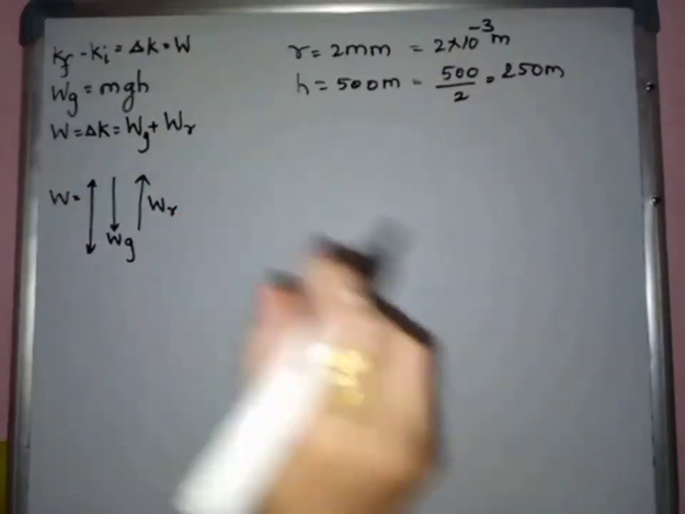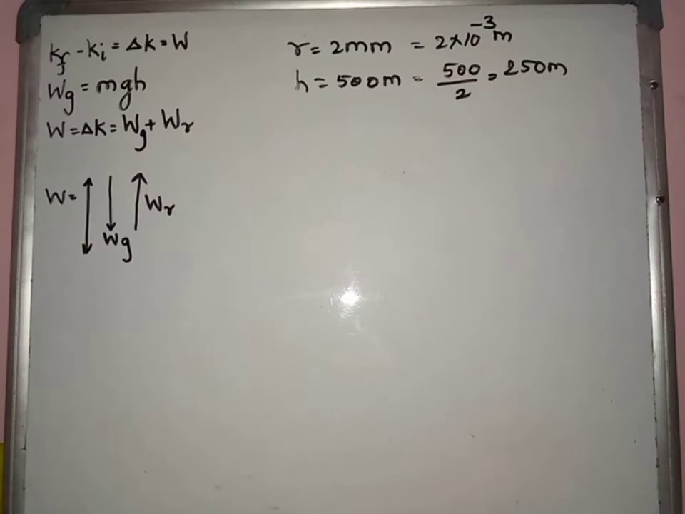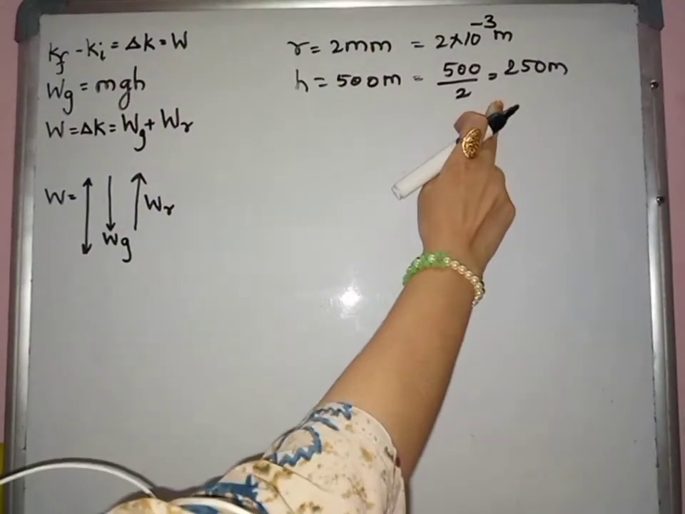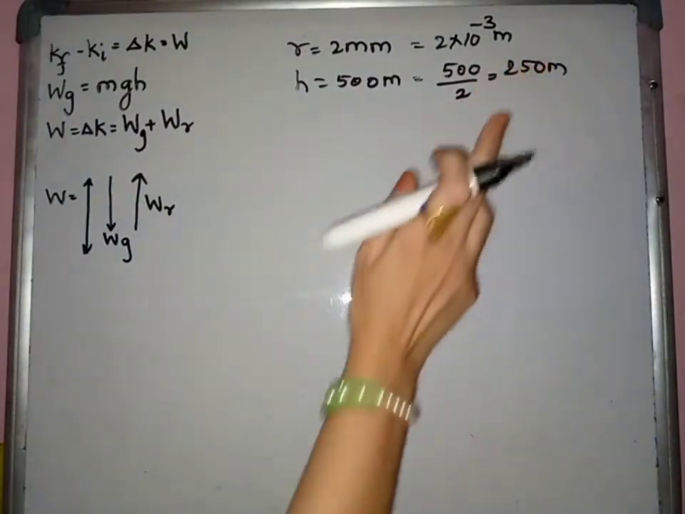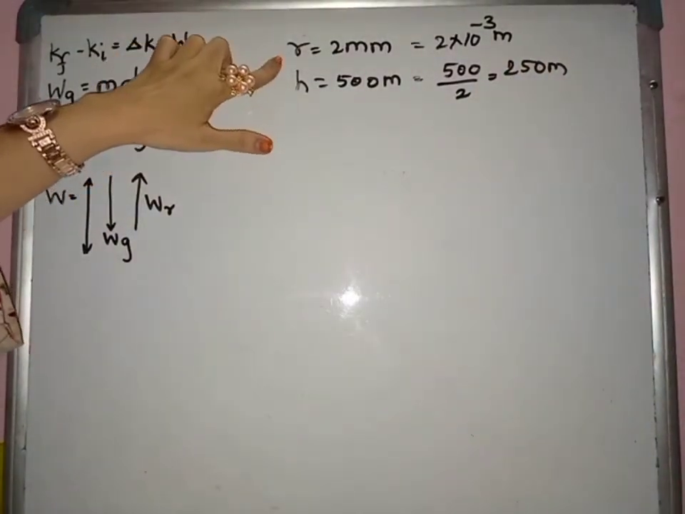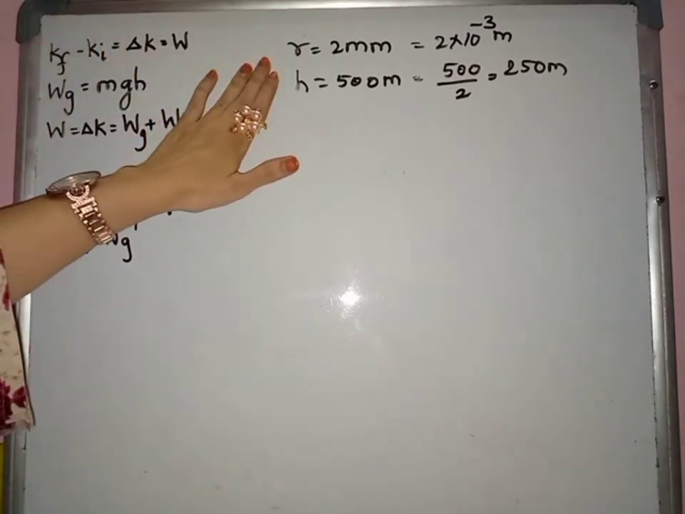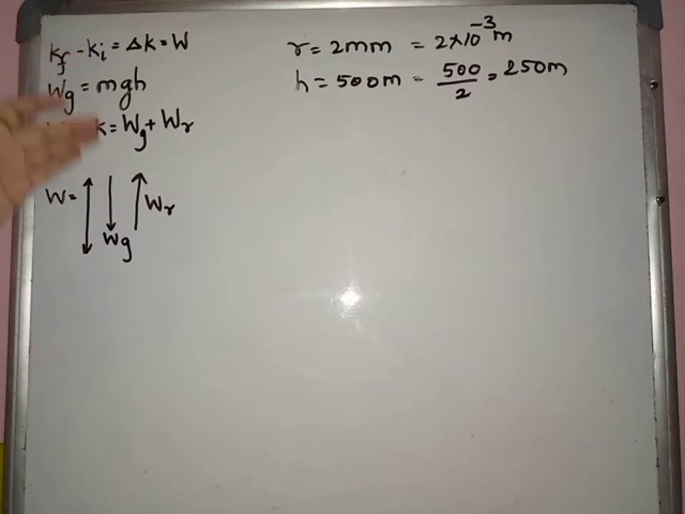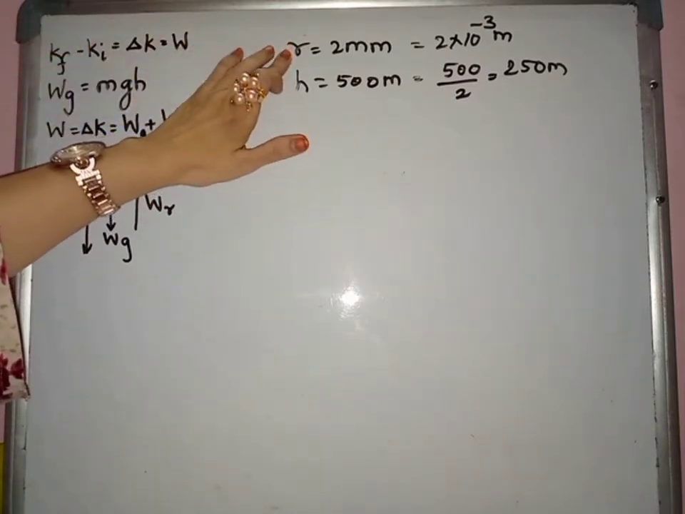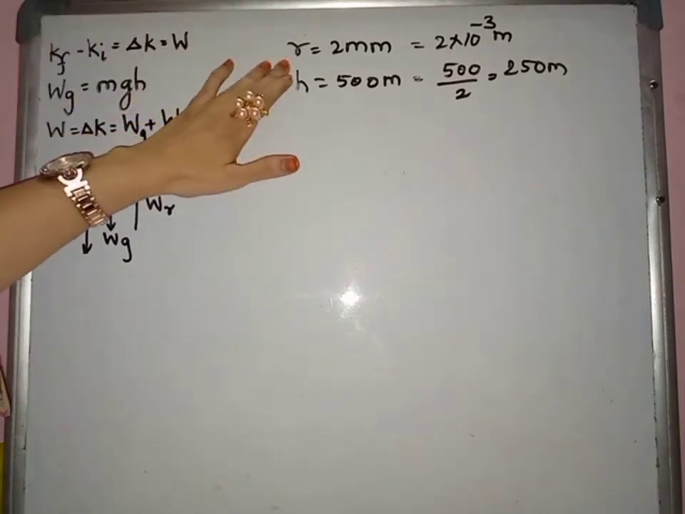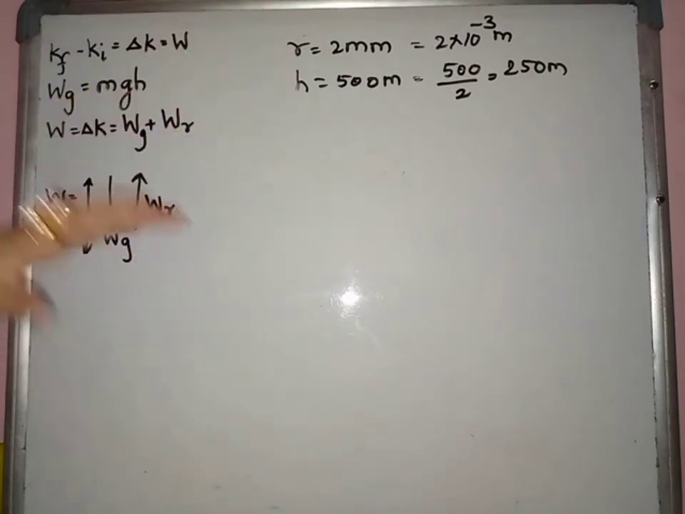This is the first part of our problem. What is the work done by the gravitational force on the drop in its first and second half of its journey? So first we'll have to find out Wg for 250 meters. We are given only the radius. So it is a problem wherein we seem to have nothing. We have to use all these formulas. Can we relate the problem to some other thing? If we are given the radius, can we find out some other things using the radius?